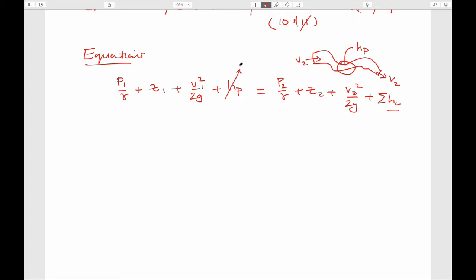The pump head is given as a length, but it's equal to the power of the pump divided by the unit weight of the fluid and the volumetric flow rate, which I guess you could also write as the power of the pump divided by the mass flow rate multiplied by g. That's the other way to write it. So this is the first form of the energy equation in a physical sense.